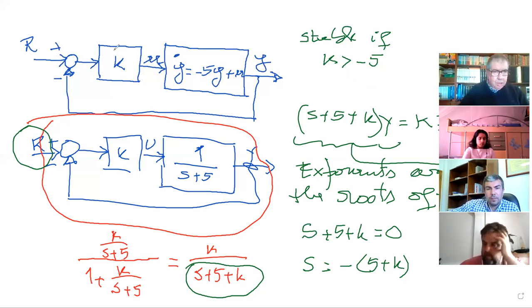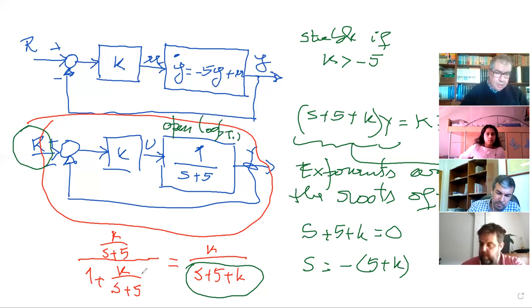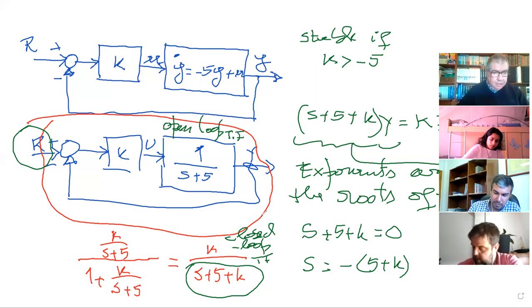So you apply this and then you look at the denominator of the so-called closed loop transfer function. This is the open loop transfer function, and this is the closed loop transfer function. It's a transfer function because it states the relation between two signals. Open loop is between U and Y. The closed loop is between the reference R and the output Y.